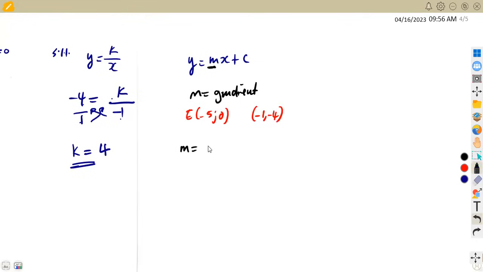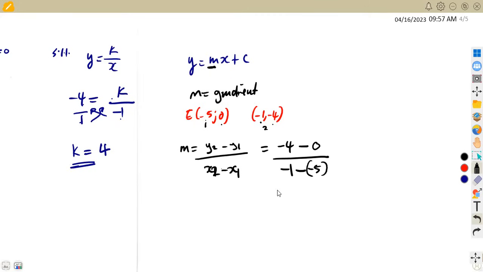Remember that gradient is the change in y over the change in x, which is y2 minus y1 over x2 minus x1. So this is your first point, second point. So y2, that's 4, minus y1, which is 0, over x2, which is -1, minus x1, which is -5. All right, so this is going to give us m, which is -1, our gradient. That is how we could have calculated m in this case.